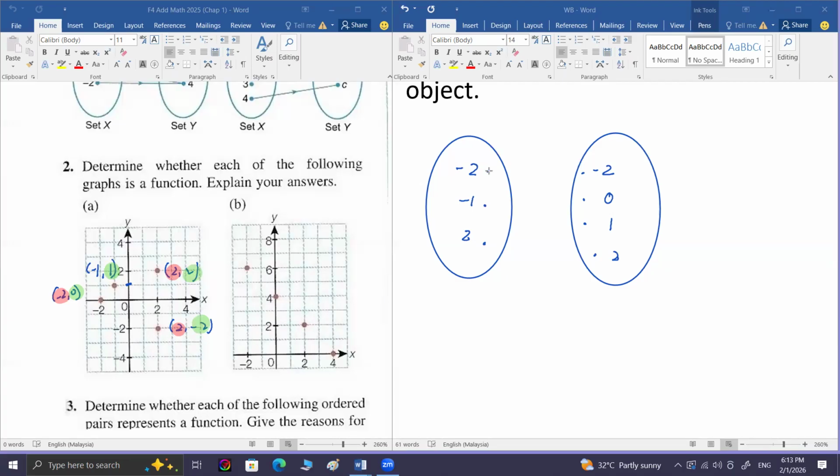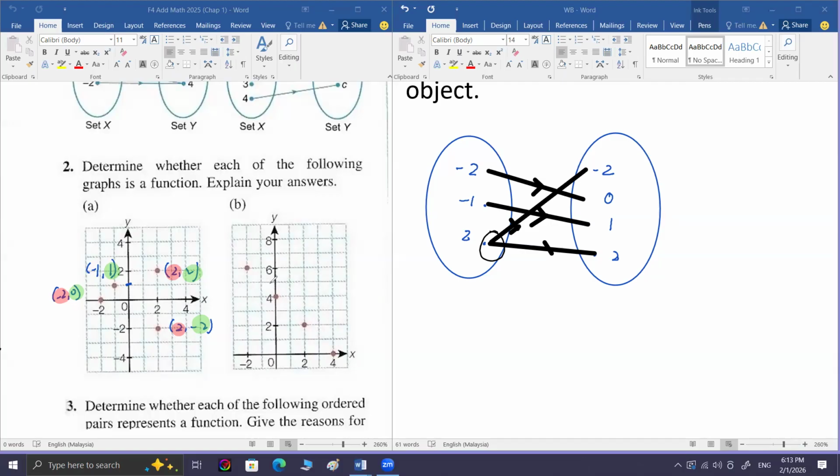Next, you can check with the arrow diagram, for example. -2, the image is 0. -1, the image is 1. 2, the image is 2. Another 2, the image is -2. Can you see that? So this is one to many, right? If you see one to many, you know that this is not a function.